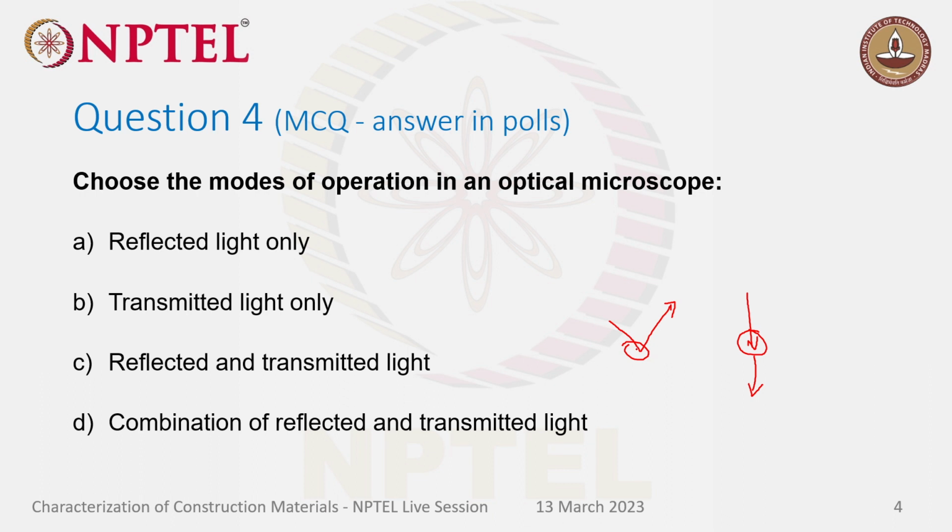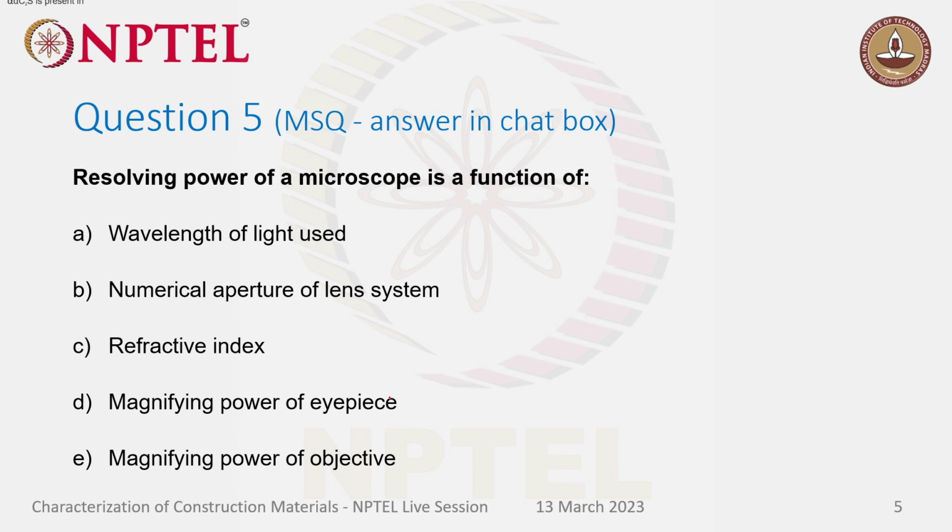Both can't be operated at the same time. So there is nothing called a combination of reflected and transmitted mode. Okay? So now the correct answer is option C, reflected and transmitted light. So now let's move to question number 5.